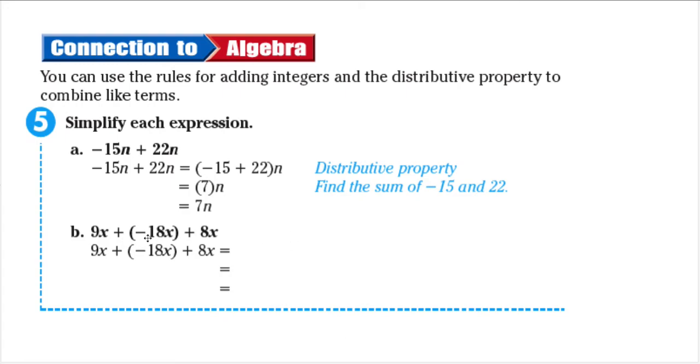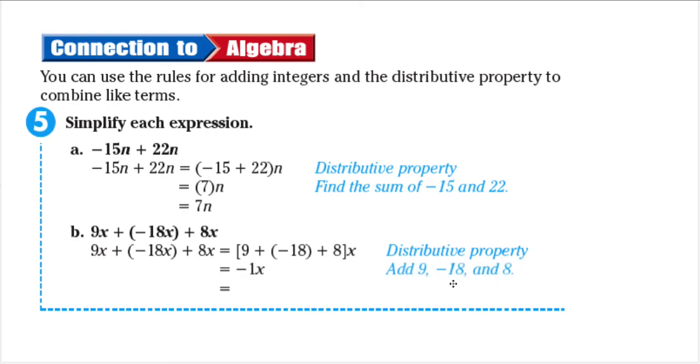Next example, negative 9x minus 18x plus 8x. Again, using the distributive property, this becomes parentheses negative 9 plus negative 18 plus 8. Follow the rules of adding integers. Negative 9 plus negative 18 will give you negative 27, plus 8 will give you negative 19. Simplifying that, it simply is negative x. This is the identity property of multiplication.